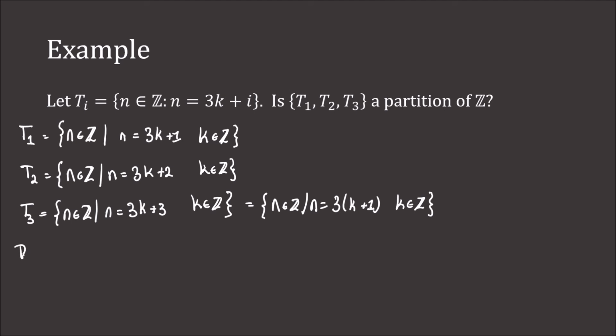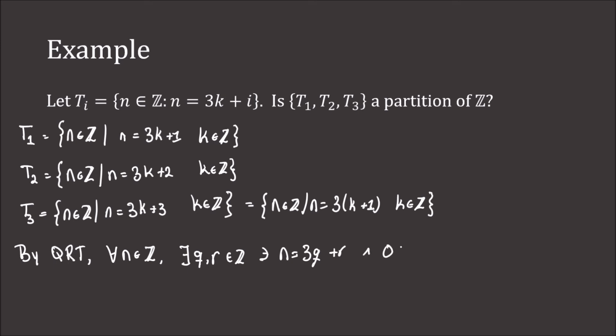Well, by the quotient remainder theorem, remember that? For all integers n, there exist integers q and r such that n is equal to 3q plus r and 0 is less than or equal to r less than 3. Well, the only integers between 0 and 3 are 0, 1, and 2. Well, if we look up here, this is 3 times some integer q plus 0. Right, in this case, the integer is k plus 1.